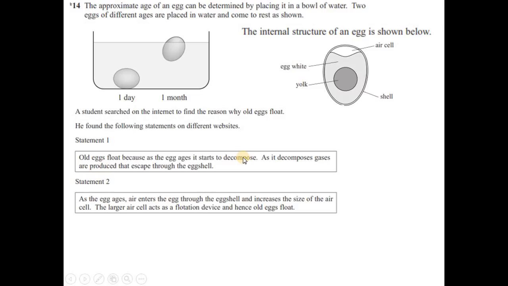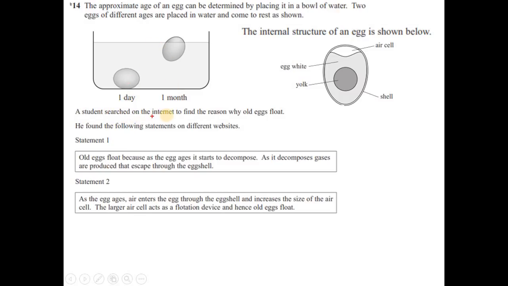Question number 14. The approximate age of an egg can be determined by placing it in a bowl of water. Two eggs of different ages are placed in water and come to rest as shown. Okay, so 1 day and 1 month, two eggs of different ages.